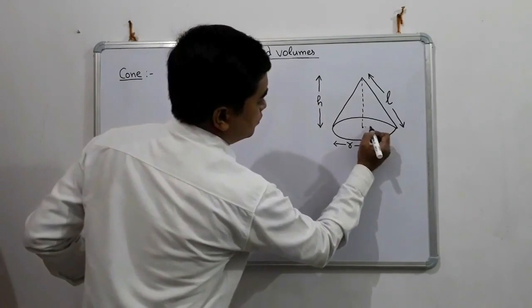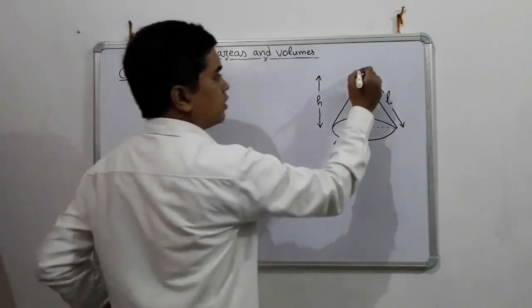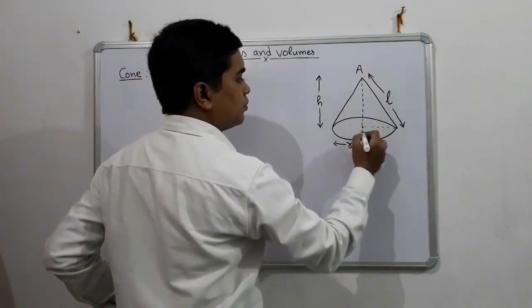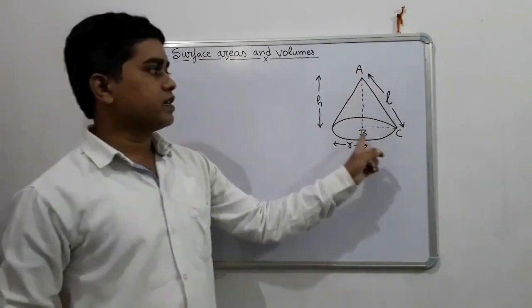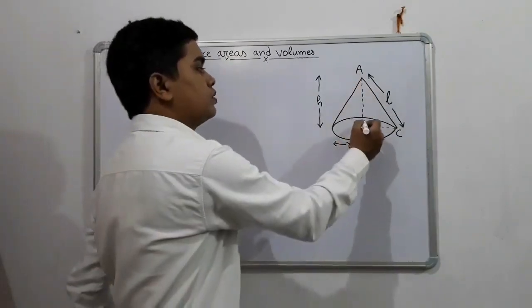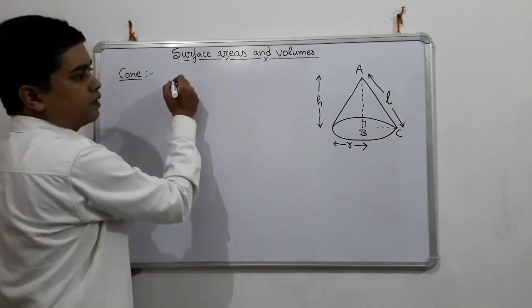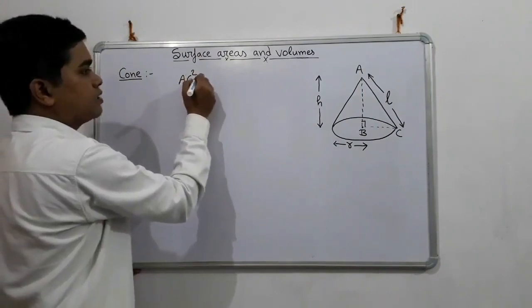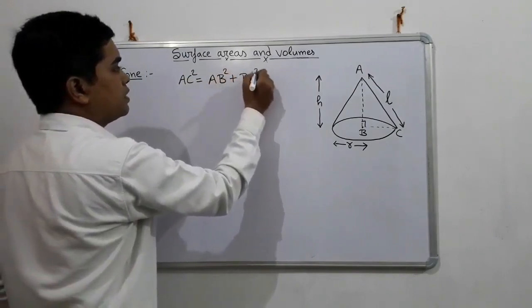Suppose this is a right angle triangle A, B and C. If this is a right angle triangle, then you can use Pythagoras theorem. So you will write here AC square is equal to AB square plus BC square.